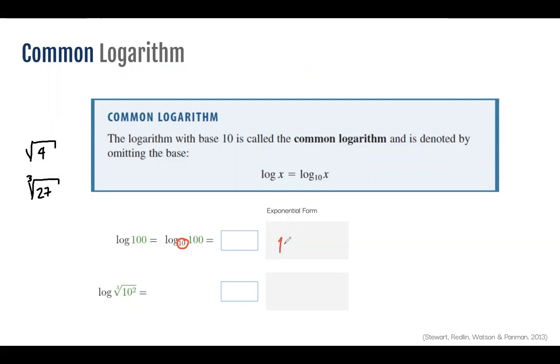So you're going to do the same thing. 10, you're going to try to match that 10, set it equal to 100. And that 10 needs to be raised to the power of 2 in order to get 100.